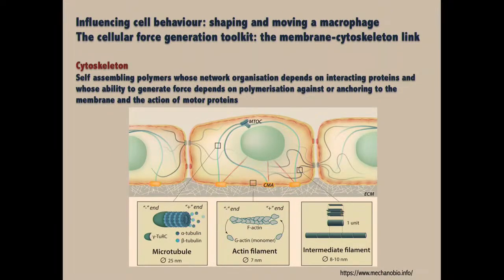And the cytoskeleton, just a brief introduction, is a collection of self-assembling polymers, whether you think of actin or microtubules or intermediate filaments. Their network organization depends on interacting proteins. And as I already said, their ability to generate force depends on polymerization, or for that matter, depolymerization against a barrier like the membrane, or by anchoring them to the membrane, combined with the action of motor proteins.